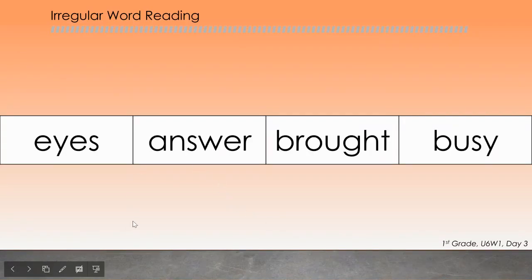We're going to learn some new words using say it, spell it, say it. My turn. Eyes. Your turn. Spell eyes. E-Y-E-S. Word. Eyes. My turn. Answer. Your turn. Spell answer. A-N-S-W-E-R. Word. Answer.